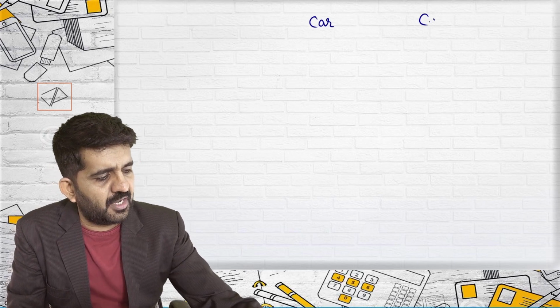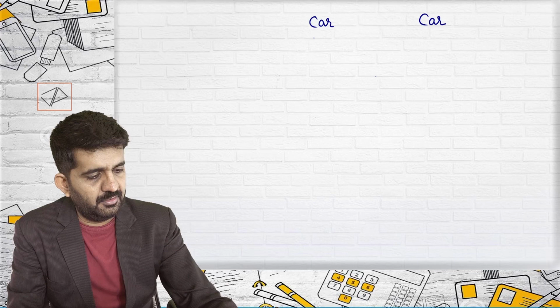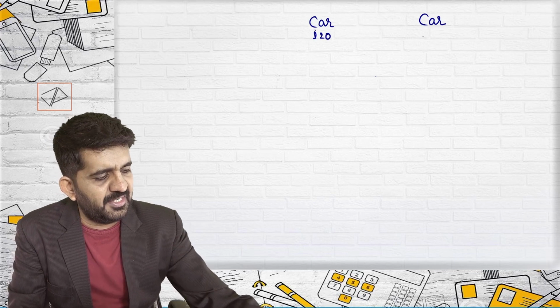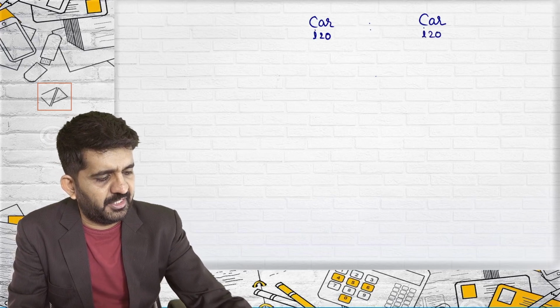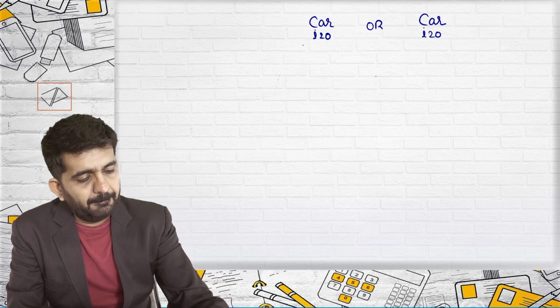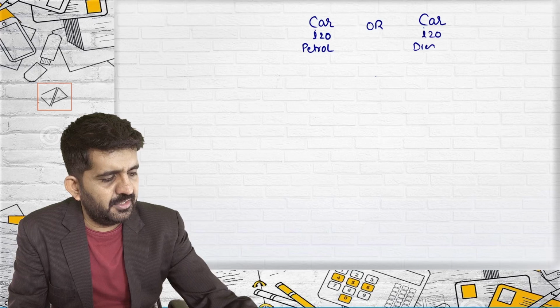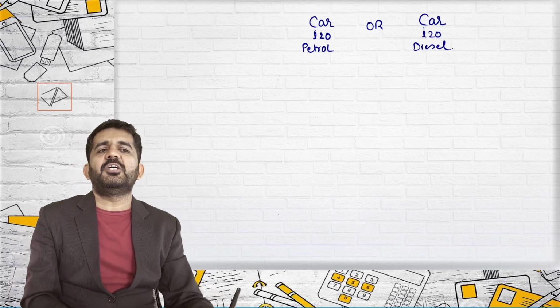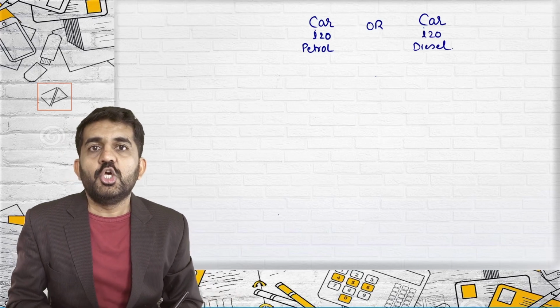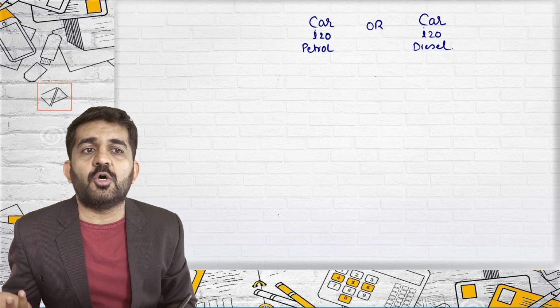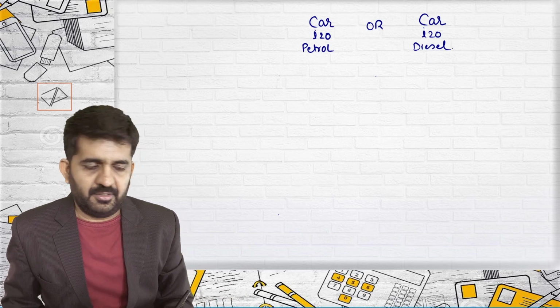Many a times in some projects, like in this project, I want to purchase a car. Car is say I-20, this is also I-20. But this is petrol, this is diesel. Is this a capital budgeting decision? The answer is yes. Should I purchase a petrol car or should I purchase a diesel car?